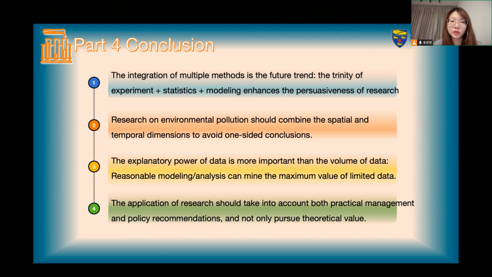The third conclusion is that the explanatory power of data is more important than the volume of data. Reasonable modeling and analysis can mine the maximum value of limited data. The last conclusion: the application of research should take into account both practical management and policy recommendations, and not only pursue theoretical value.